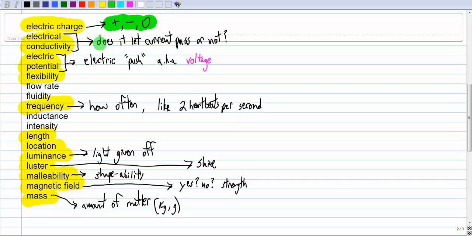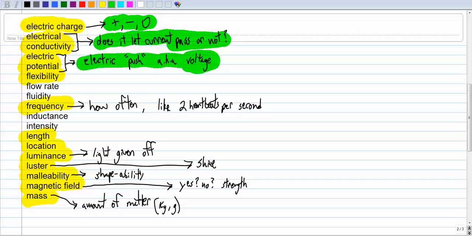Electrical conductivity. Does it let current pass through it or not? Metals tend to let current pass very easily, so they have a high conductivity. Non-metals tend to not let current pass, so they tend to have a low electrical conductivity. Electric potential. That's the way that I think of voltage. That's how much electric push there is. The more voltage, then the stronger the electricity is pushing through something.